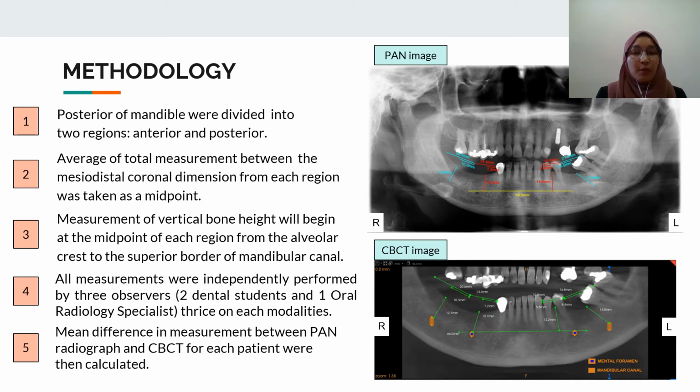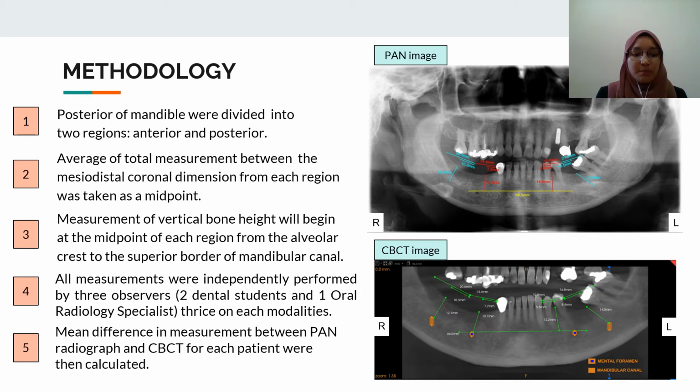The measurement was performed by dividing the posterior of the mandible into two segments, which are anterior and posterior, of every obtained PAN and CBCT image. The anterior region was categorized from the mesial part of the first premolar to the distal segment of the second premolar, while the posterior region was from the mesial part of the first molar to the distal portion of the second molar. Then, the average mesodistal coronal dimension from each region will be measured for both sides as a midpoint. I would like to bring to your attention that in fully or partially edentulous patients, the location of the teeth will be simulated with respect to the location of the mental foramen.